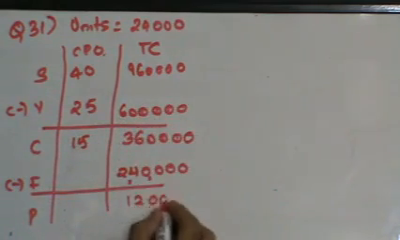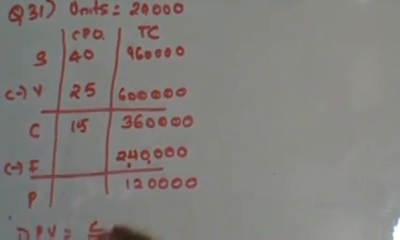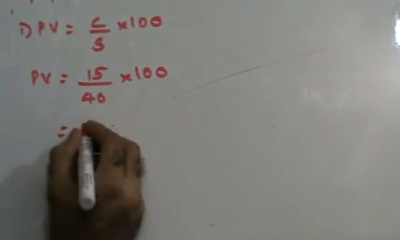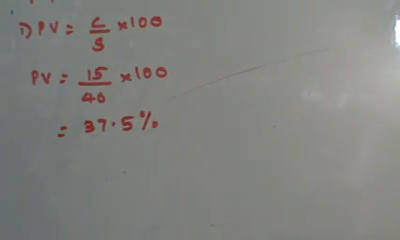So this is 1,20,000. First thing that you need to find out is PV. PV is C upon S into 100. So I can say PV is C 15 upon S 40 into 100. Someone please help me calculate this. 37.5%. Right?